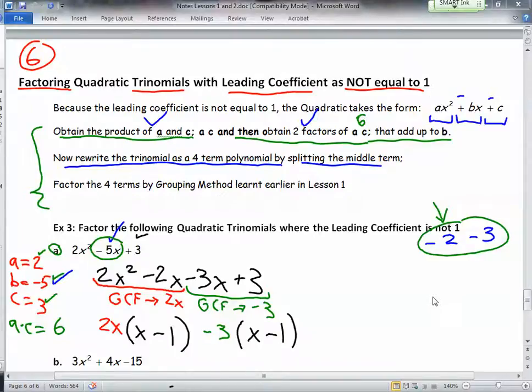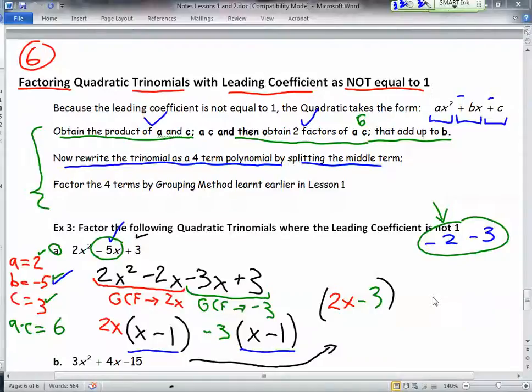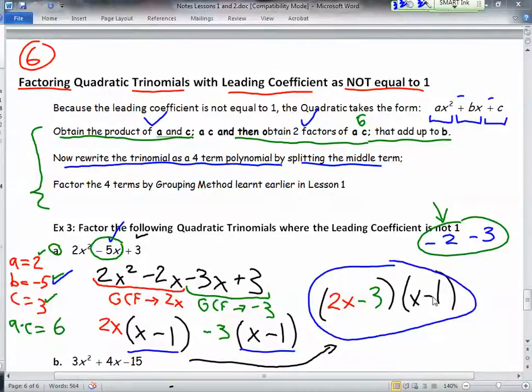So my last step now is I'm actually going to come over to the side here and write it. So make a little arrow right here. I'm going to take out in the front my 2x minus 3. That's going to be one of my factors. And the other factor is going to be this x minus 1. But I only write it once. So 2x minus 3 times x minus 1. And this right here is my final answer. This is the factored form of this trinomial.